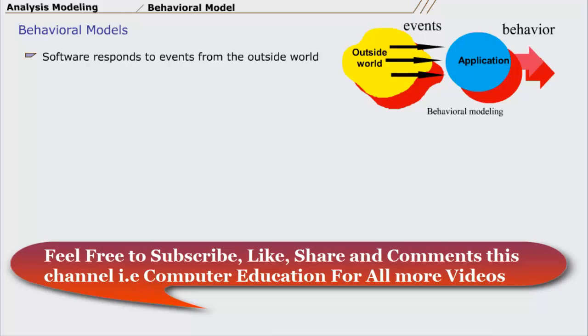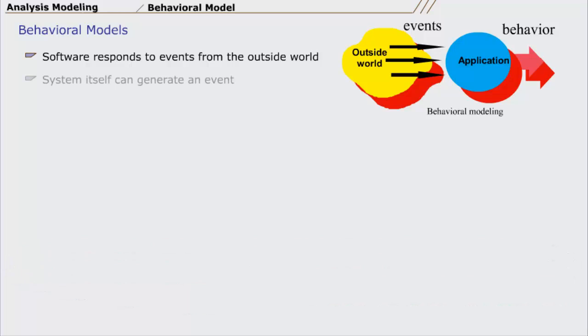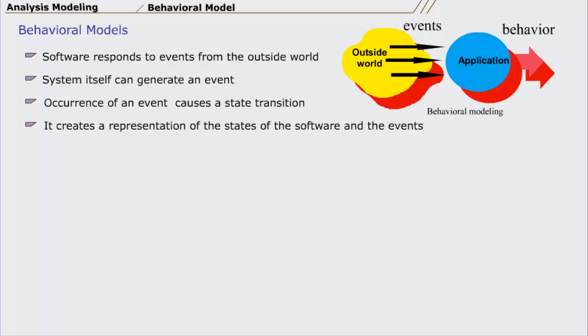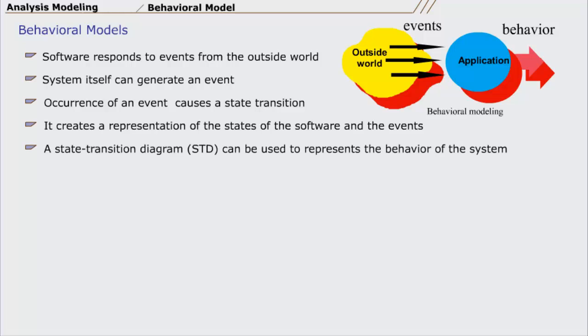Behavioral models. Dear students, most software responds to events from the outside world as shown in the figure. An event may also be generated by the system process itself. An occurrence of an event causes the system to exhibit some predictable form of behavior. A behavioral model creates a representation of the states of the software and the events that cause the software to change its state. A state transition diagram, STD, can be used to represent the behavior of the system.